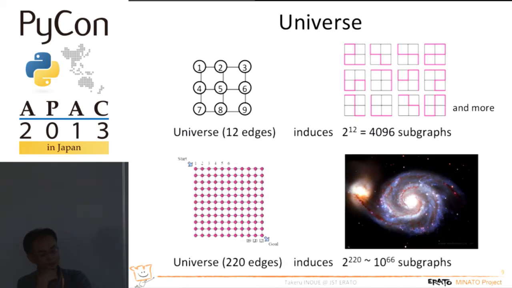In the demo, we use the 10 by 10 grid graph as our universe. This large universe has 220 edges, and so about 10 to the 66 power of subgraphs must be handled by Graphillion. Okay. This is a big challenge. In my talk, I don't distinguish the word subgraph from the graph and use the both interchangeably.